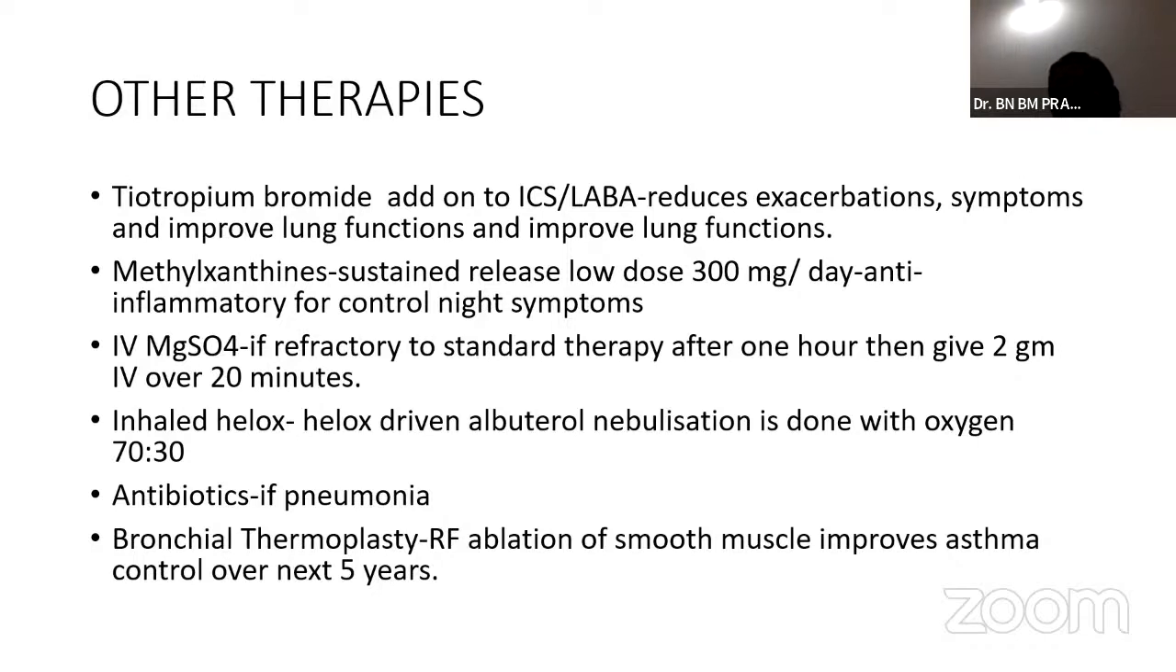Ipratropium bromide is a short-acting muscarinic agent, which can be used as a nebulizing agent, or it can also be used as an inhaler. You can give 3 to 4 puffs in a spacer when there's an acute severe attack of asthma, or you can nebulize the patient with 0.5 milligram of ipratropium bromide nebulization solution, and it can be repeated every 20 minutes during an acute attack for 1 hour, and thereafter you can repeat it every 6 hours.